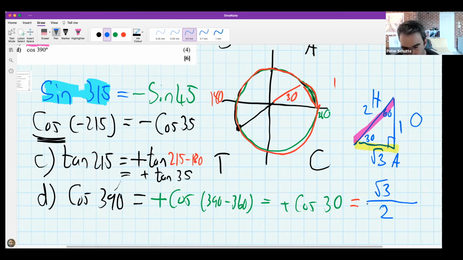Just put that in your calculator quickly just to check that. So put cos 30 in your calculator and see that you get root 3 over 2. And if you do, give me a thumbs up. Awesome. Yes, we are winning.